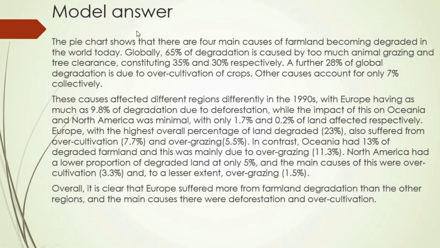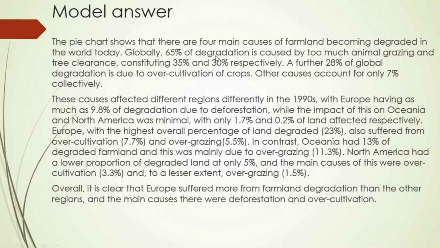Okay, now the first paragraph begins with: the pie chart shows that there are 4 major causes of farmland becoming degraded in the world today. As we already saw, the pie chart described 4 different reasons for land degradation. Nothing extraordinary written here.